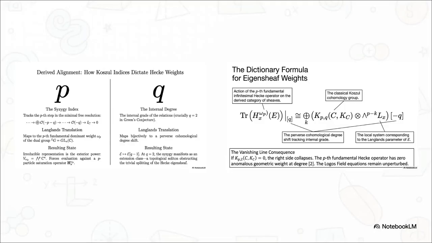Focusing in on the dictionary formula for eigensheaf weights, here is where it gets wild. If the classical Koszul group vanishes at q equals 2, which remember is the critical value for Green's conjecture, the equation just collapses. This collapse forces the pth fundamental Hecke operator to have 0 anomalous geometric weight at that exact degree, meaning the field equations remain entirely unperturbed.